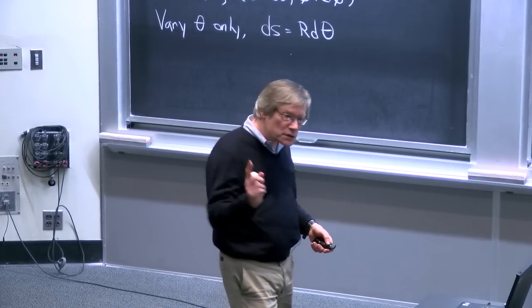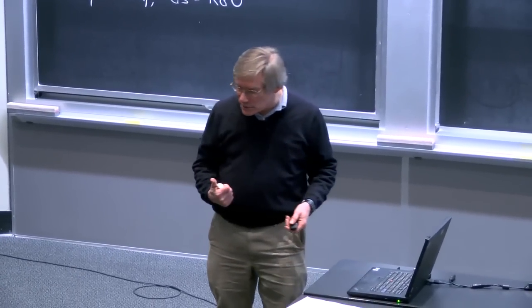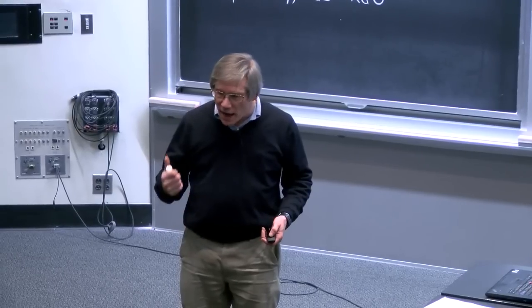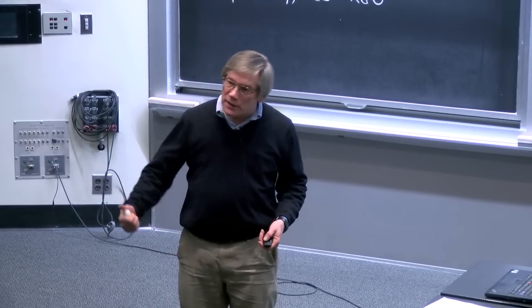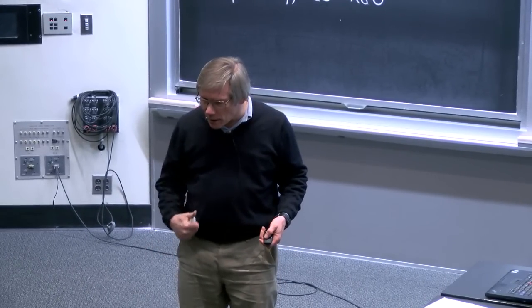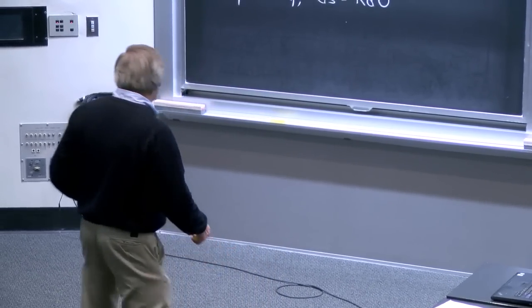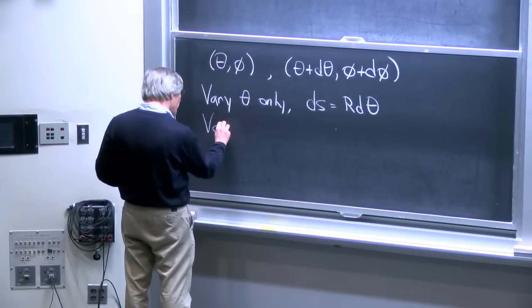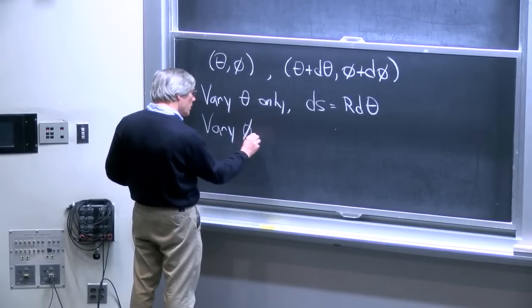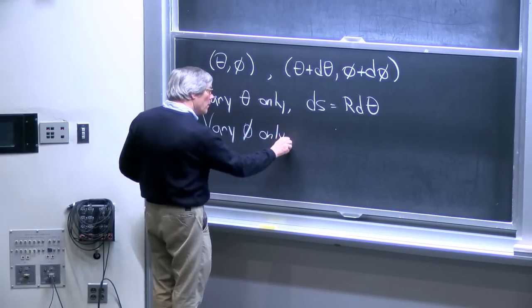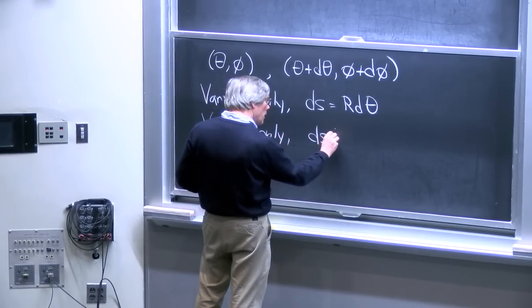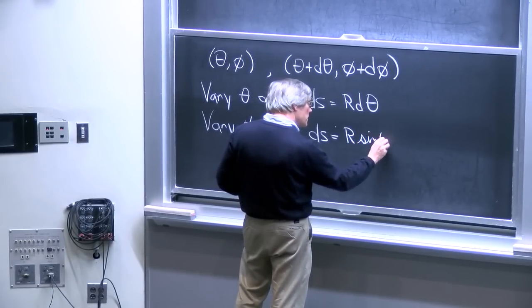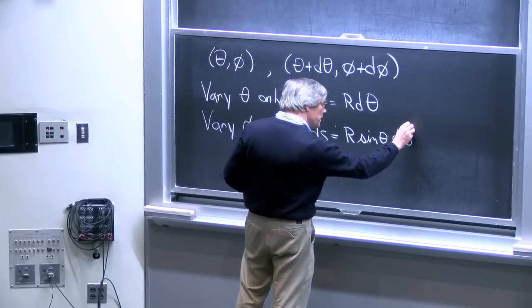So again, we're going in a circle through an angle, in this case, d phi. So the arc length is just the angle times the radius. But the radius is r times sine theta, not r itself. So when we vary phi only, ds is equal to r times sine theta times d phi.